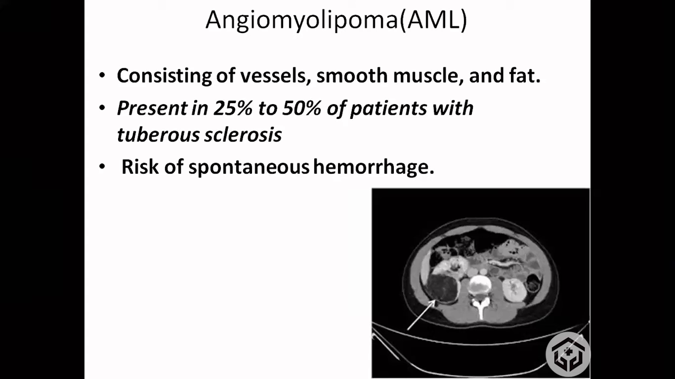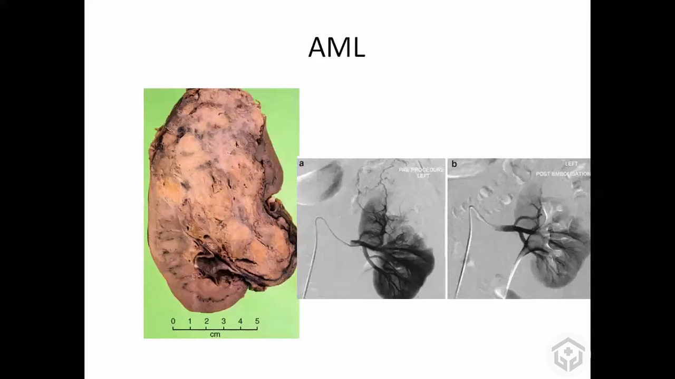It's a benign tumor, but it's a highly vascular tumor. No need to remove it. But if the larger size is causing bleeding, then we have to do something. I don't know whether you can see, it's a normal kidney, but this is a fat-containing tumor, angiomyolipoma. This is a big tumor, so we have a high risk of bleeding.